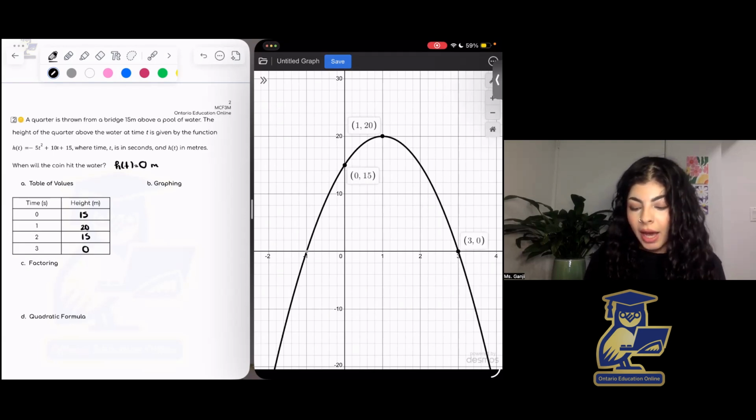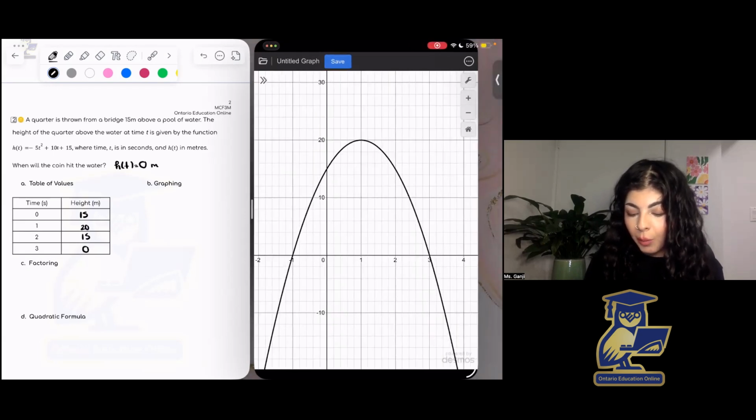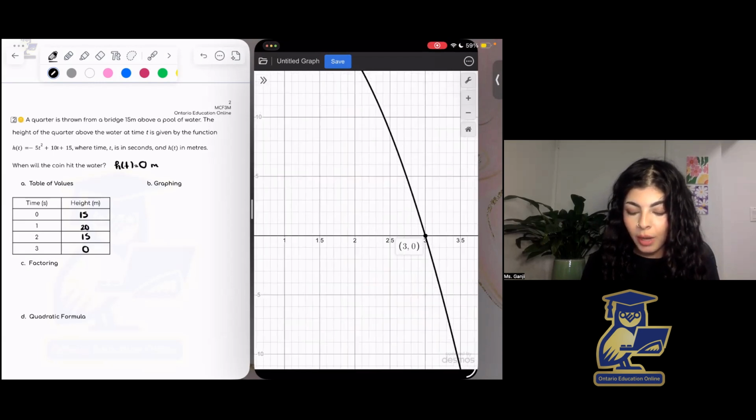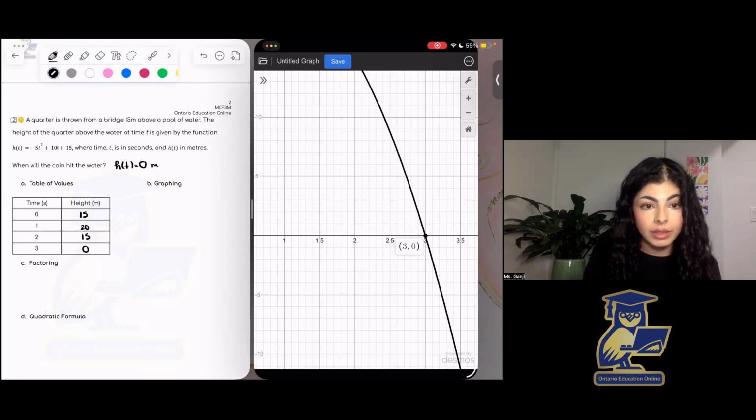You can either do this or if you had plotted the points from the table of values. But again, that's something that requires 2 steps for you to do the table of values and do the graphing. Just looking at the graph, we would be looking at where the graph is intersecting with the x-axis, and we see that it's at 3. So that is when the coin will hit the water according to the graph.